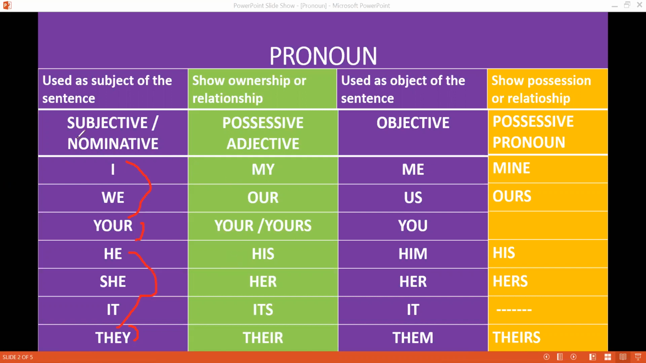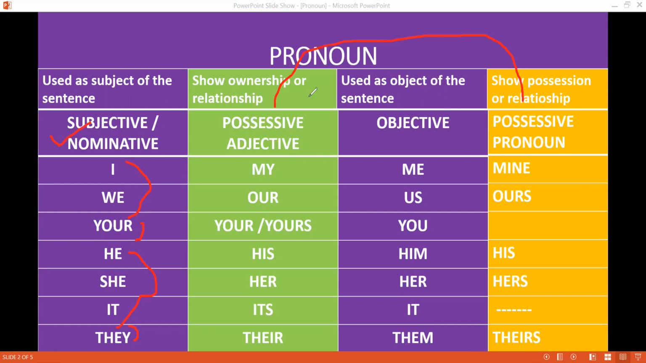These pronouns are used as subject in a sentence. These pronouns mean us, first person, you, second, him, her, it, third person singular, and them, third person plural. These are used as object in a sentence. These are used as possessive adjectives and possessive pronouns. I will make it clear in another lecture what is the difference between possessive adjective and possessive pronoun.